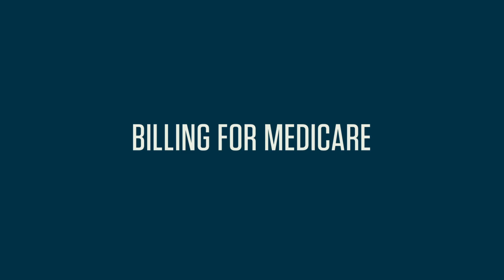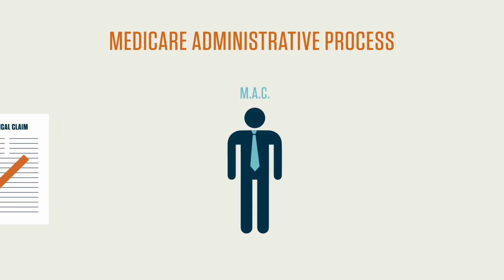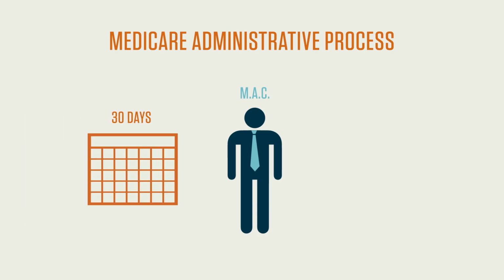Billing for Medicare. Before we get into specifics with Medicare, here's a quick note on the administrative process involved. When a claim is sent to Medicare, it's processed by a Medicare Administrative Contractor, MAC. The MAC evaluates, or adjudicates, each claim sent to Medicare and processes the claim. This process usually takes around 30 days.